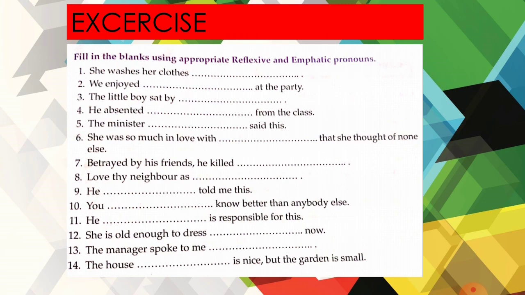He himself. Now the emphatic pronoun comes up. He himself told me this. You yourself know better than anybody else. He himself is responsible for this. She is old enough to dress herself now. The manager spoke to me himself. The house itself is nice, but the garden is small.